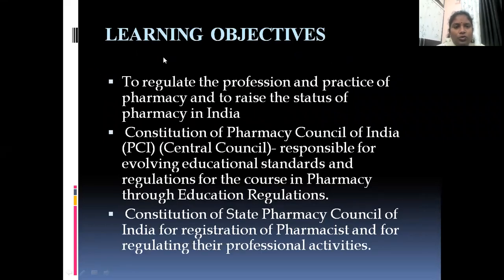What will the students learn from this topic? The learning objectives: students will know the regulations of how the profession of pharmacy is regulated and how pharmacy is practiced, and how to raise the status of pharmacy in India. So how it originated, the constitution of the Pharmacy Council, the composition of the PCI, and its functions, everything the students will learn.